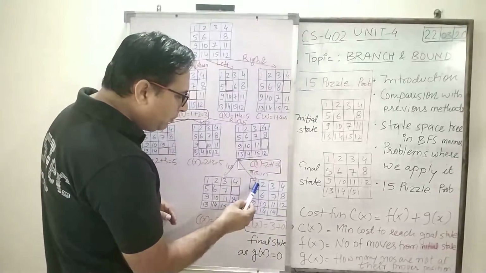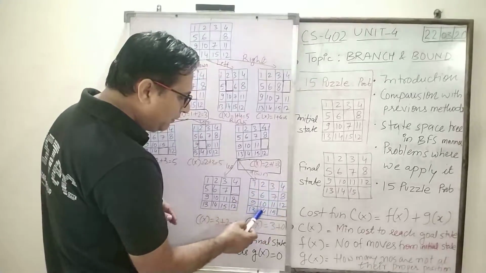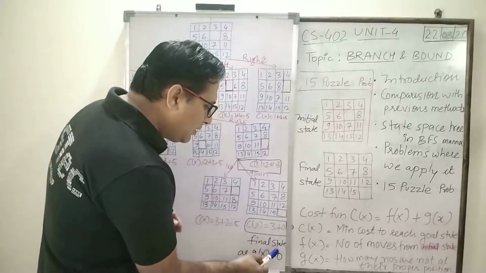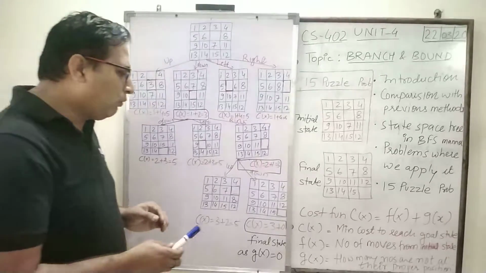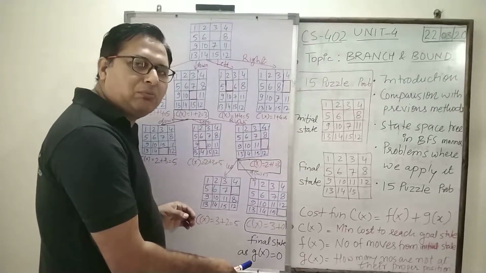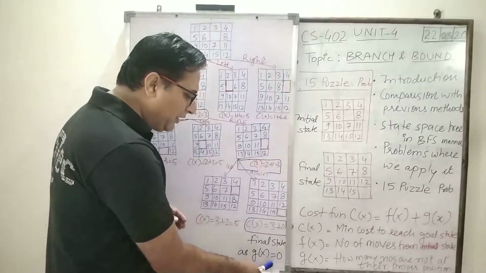Why? After the down movement you can see 1, 2, 3, 4, 5, 6, 7, 8, 9, 10, 11, 12, 13, 14, 15. All numbers are at their proper position. It means the cost g of x will be 0. So when you reach a state where the g of x value is 0, it means all the numbers occupy their proper places, and that will be our final state.